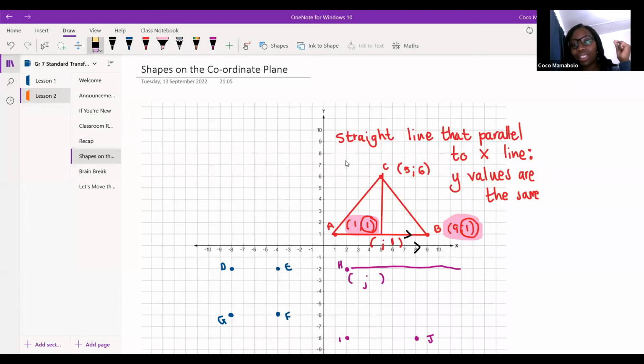Right. Now, if this line is parallel to my X line, what do we know about all the Y values on that line? What will their answer be? All the Y values will be how much? All of them will be negative, but negative what, Roland? What number? Masichaba's got the right idea. Mivuyo too. They will all be -2.